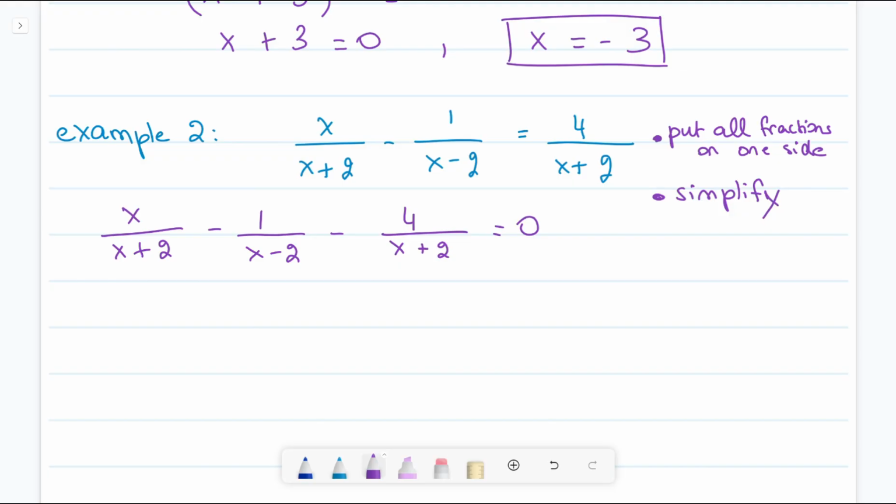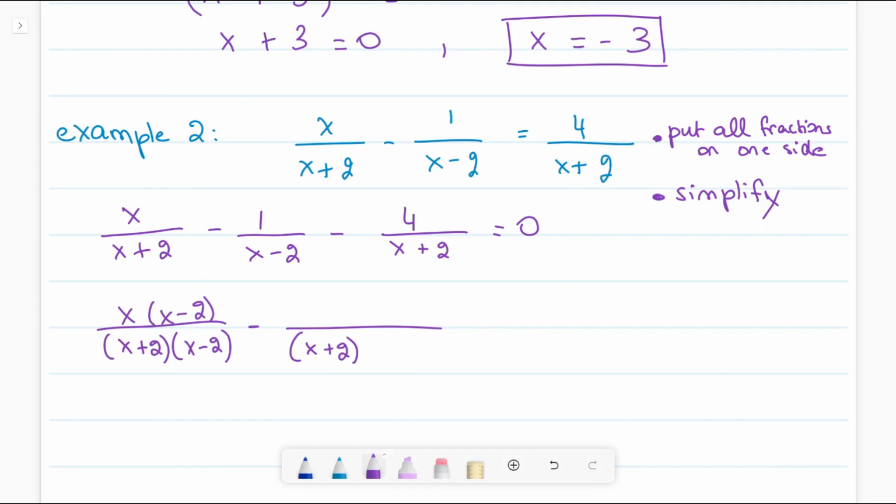So we need a common denominator. We can see here we have x plus 2, here we have x minus 2, and here we have x plus 2. So maybe a good common denominator could be the product. So x plus 2 times x minus 2. And so for the first fraction, I want a denominator of x plus 2 times x minus 2. Since I multiplied the denominator by x minus 2, I should also multiply the numerator by x minus 2.